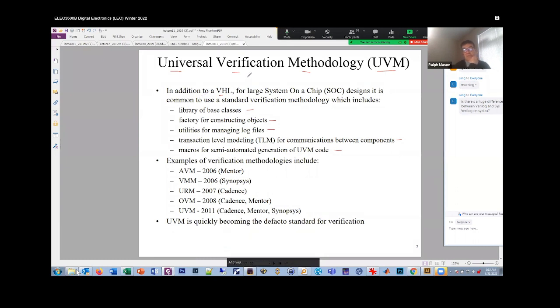And UVM sort of emerged out of a bunch of different previous variants of these methodologies. There was AVM, VVM, URM, OVM. Eventually in 2011, again, Cadence, Mentor, and Synopsys came together and they said, not only are we going to do System Verilog, but we're going to use UVM. So this is on top of System Verilog for people to build their verification environments. And UVM has all this additional stuff in addition to System Verilog so that you can do verification. And this has become a de facto standard. It's been around since 2011, but any big company you go to will almost 100% guarantee they'll be using the UVM environment for doing verification.